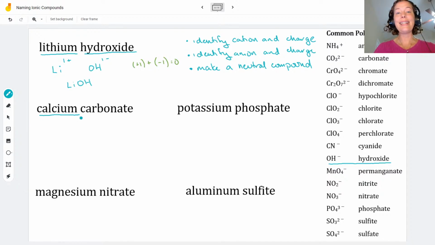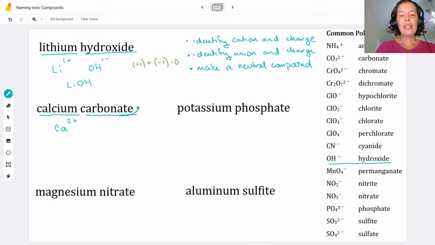Our cation, calcium, is Ca. Again, you need to find this on the periodic table. It is an element. You'll find it in the second column. It's atomic number 20. When it becomes a cation, specifically, it's going to have a charge of 2+. Okay, so that's our cation. Now let's do our anion.